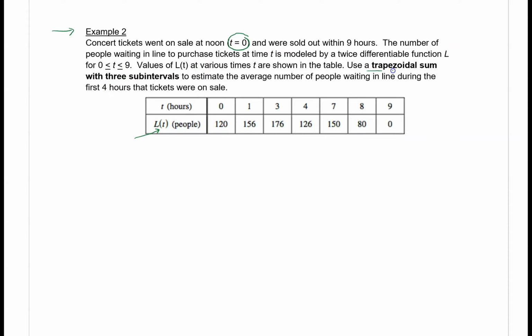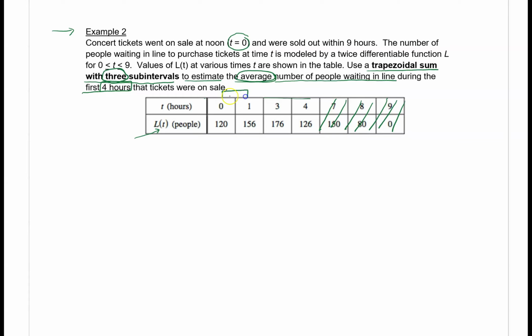So use a trapezoidal sum, okay, with 3 subintervals to estimate the average number. We'll figure out what additional thing we'll have to do to get the average. The average number of people waiting in line during the first 4 hours. This is another thing the AP test likes to do, is kind of throw you off by giving you extra information you don't need. We're going to block out everything that happened after 4 hours and only pay attention from 0 to 4. What we want to pay close attention to here is that there are 3 subintervals.